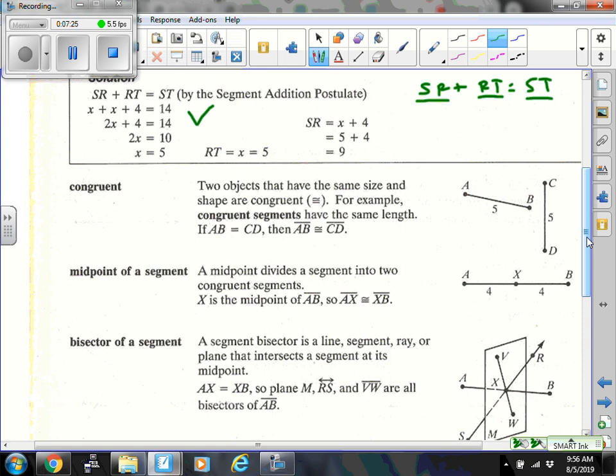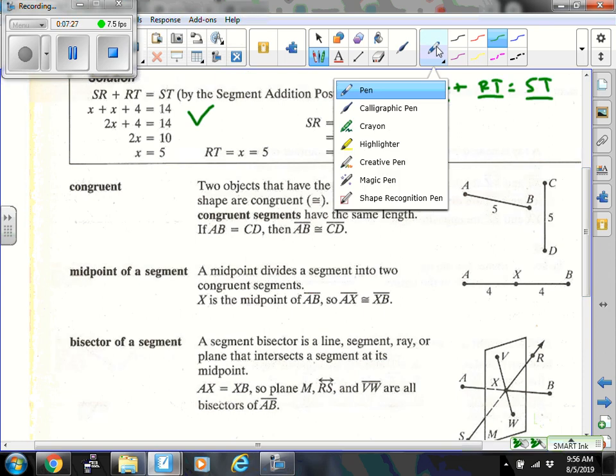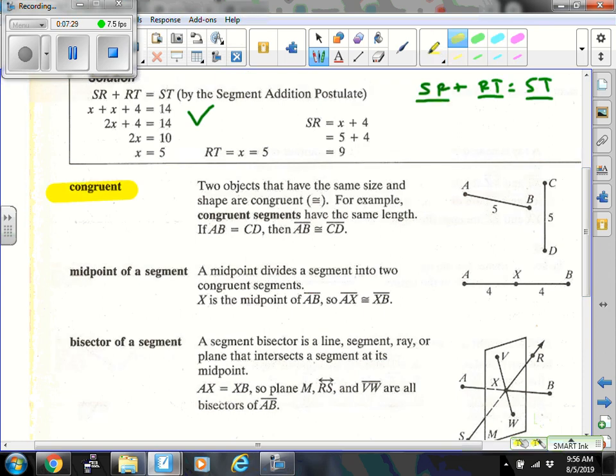Okay, back to your terms. Again, the only focus for tonight is just to write these down. Congruent. Any two objects that have the same size and shape are congruent. Now, the symbol we use is this one. So on your flashcard, you put congruent, you write this term, two objects that have the same size and shape, and then I want you to put that as your symbol.